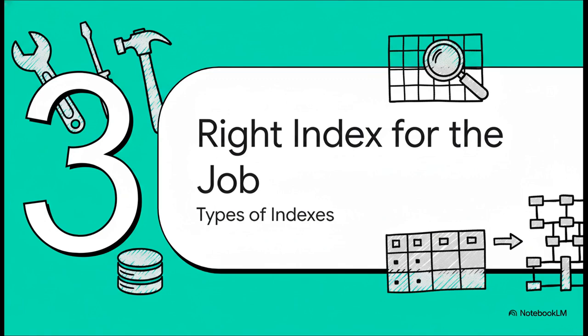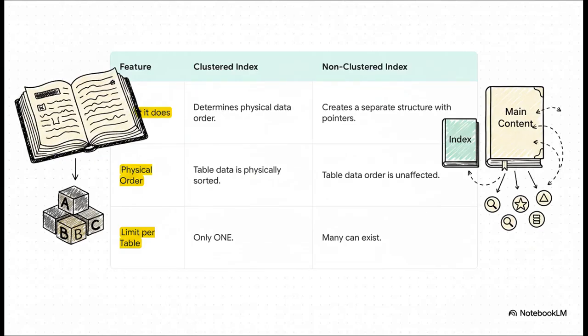Now, just like you wouldn't use a hammer to saw a piece of wood, you have different kinds of indexes for different jobs. And picking the right one, yeah, that's crucial. So let's break down the two main types you're going to see. First up, the clustered index. This one is a big deal because it actually dictates the physical order of the data on the disk. Think of a dictionary. The words themselves are physically stored in alphabetical order. That's a clustered index. And because it controls the physical layout, you can only have one per table.